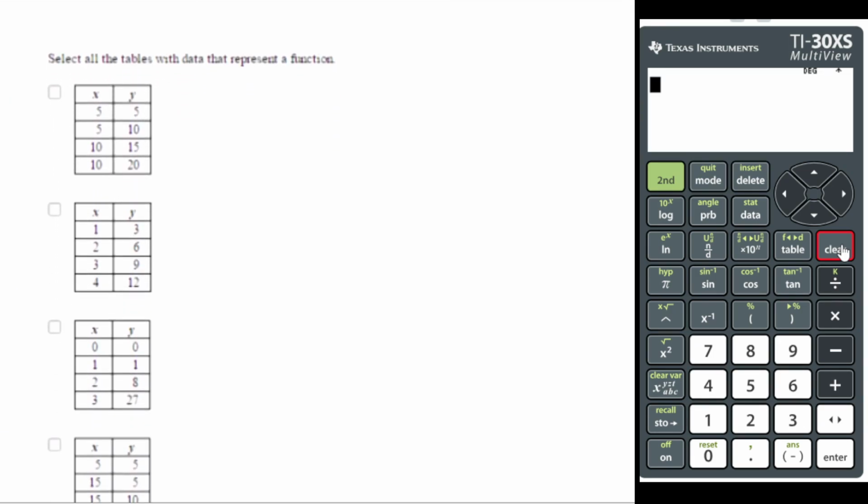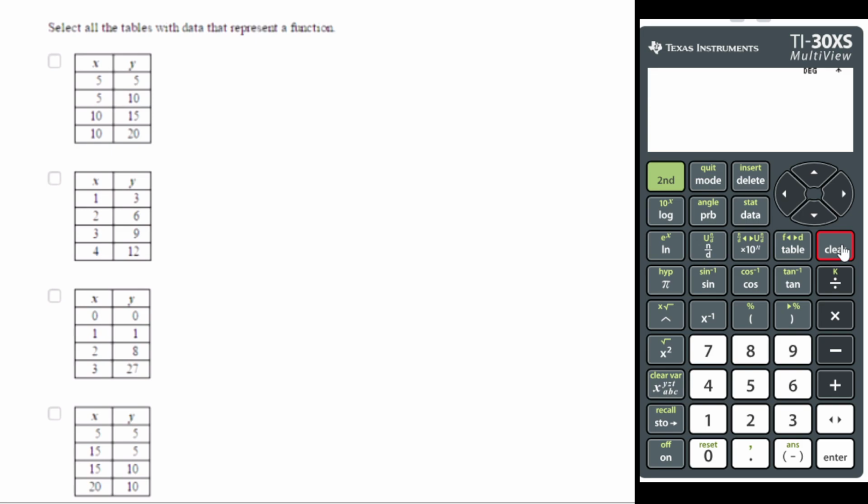Okay. Select all the tables with data that represent a function. So this, again, we're looking for repeating x's. If there's a repeating x, it doesn't get a check mark. Look at this first one. Repeating 5, repeating 10, no check mark.